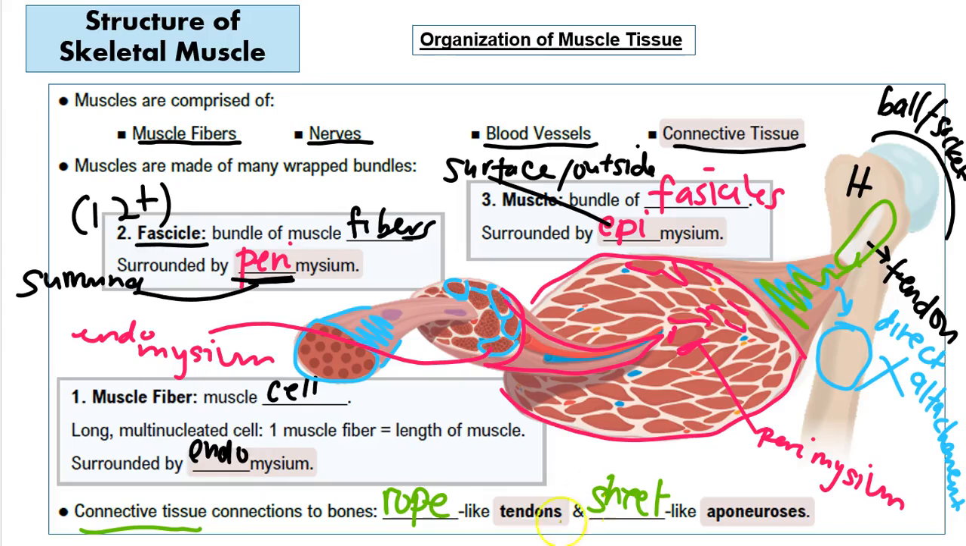Let's review again when it comes to connective tissue. Remember, we have endomysium, perimysium, and epimysium. The endomysium is connected to each muscle fiber cell and runs down the length of the muscle. The fascicles are surrounded by perimysium, which runs down the length of the muscle. And we also have epimysium, which runs down the length of the muscle. They all reach the end of the muscle and are bound together, and they form indirect attachments in the form of tendons, which are rope-like, or aponeuroses, which are sheet-like.